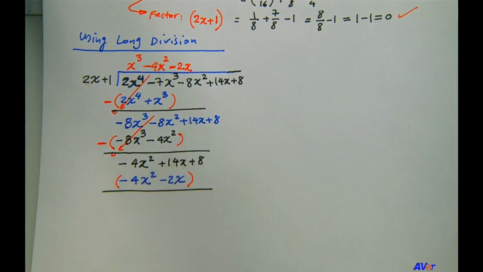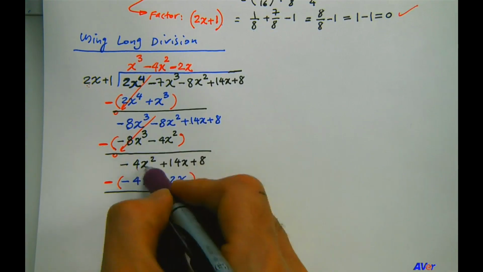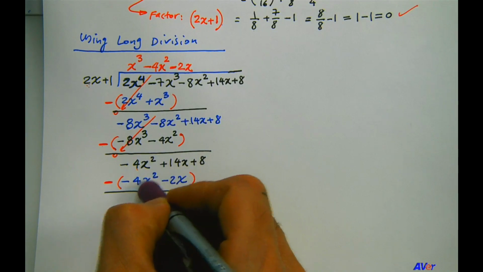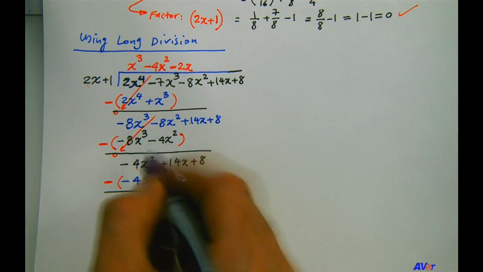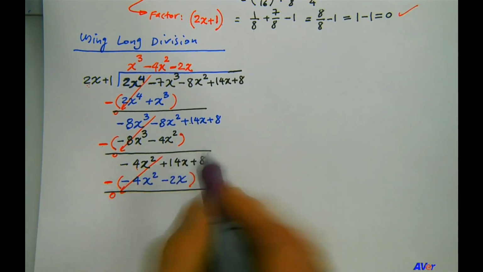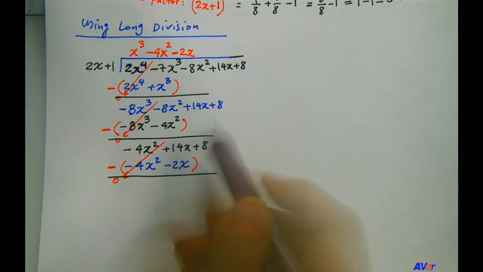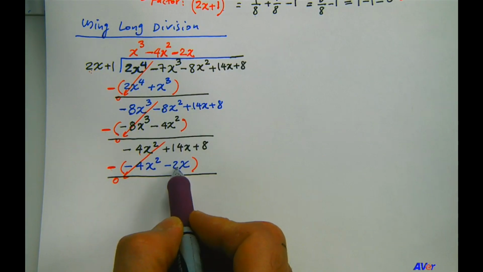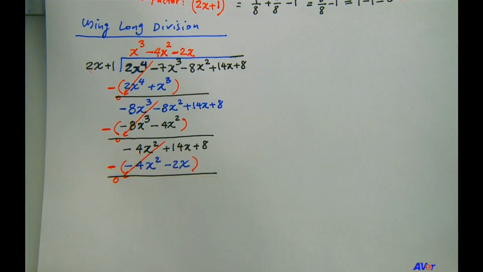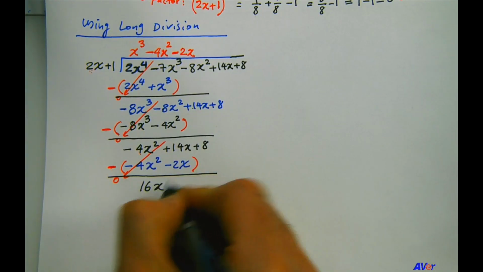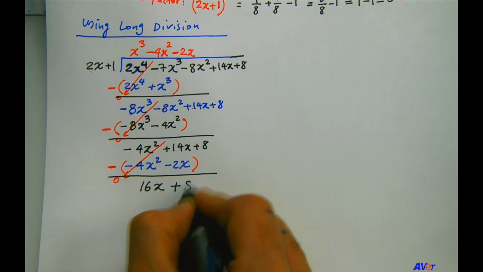And then with a minus in front, right? So minus 4x squared minus minus 4x squared. This minus will make this positive 4x squared. Added to a minus 4x squared, we end up with 0. Then 14x minus minus 2x. This minus will make this positive 2x. Added to 14x, we get 16x. And 8, there is no constant here, so plus 8.